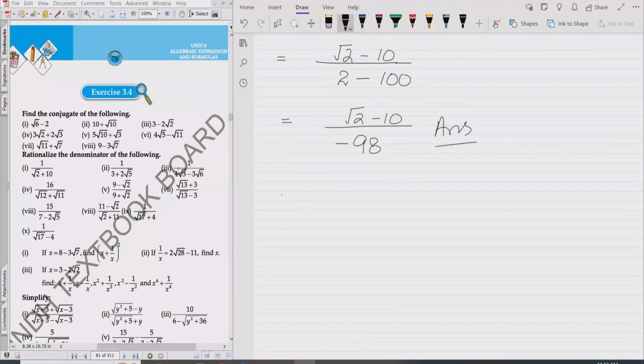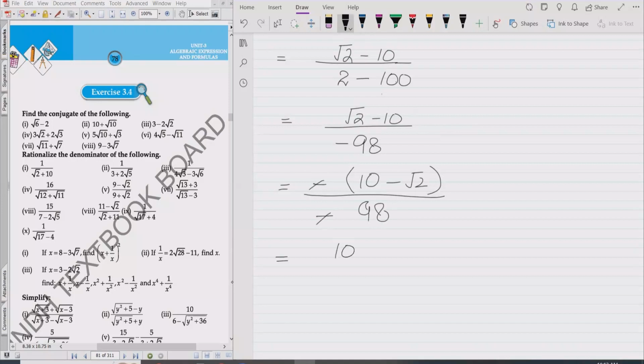Question number 3 is 1 upon 4 root 3 minus 3 root 6. Okay, in this question, we can simplify this way: we take the minus sign common from the numerator, so we get 10 minus root 2. Then the minus cancels, and we get the answer 10 root 2 over 98, right? So this is the answer of this one.